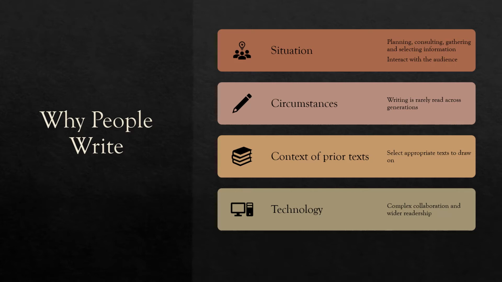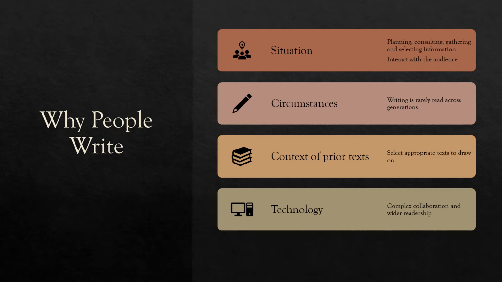So why people write. The situation, circumstances, context, and technology are all kind of the considerations of why we write. So in the situation, we need to think about planning, consulting, gathering and selecting information, and also the audience. All of those are situational considerations.